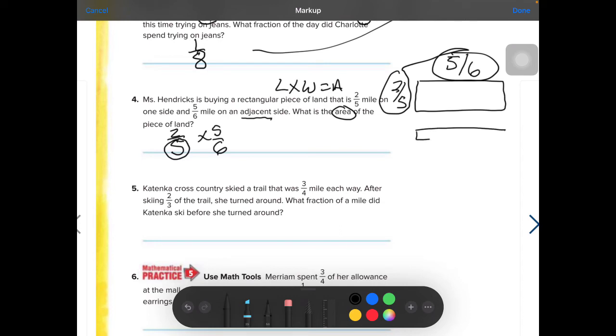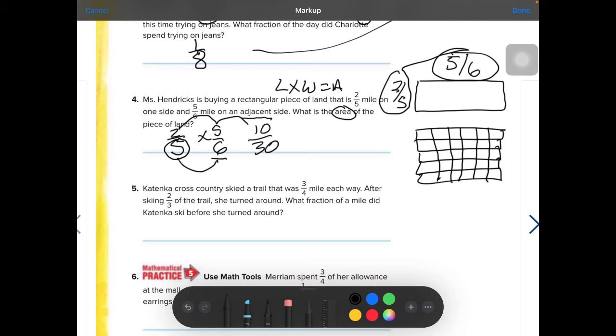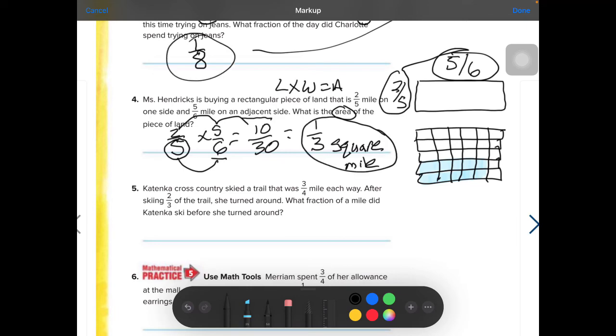Okay, here we go. Now, to draw a model, we're going to have 5 rows. And 6 columns. Not perfectly even, but that's okay. 6 columns. Okay, let's figure it out. 2 times 5 is 10. 5 times 6 is 30. So I'm going to shade 10 out of 30 of these. So 1, 2, 3, 4, 5, 6, 7, 8, 9, 10. There we go. 10 out of 30 is going to be shaded. And I know that can simplify down. 10 will go into 10 one time. 10 will go into 30 3 times. So my answer is going to be 1/3 of a square mile. I'm going to circle my answer.